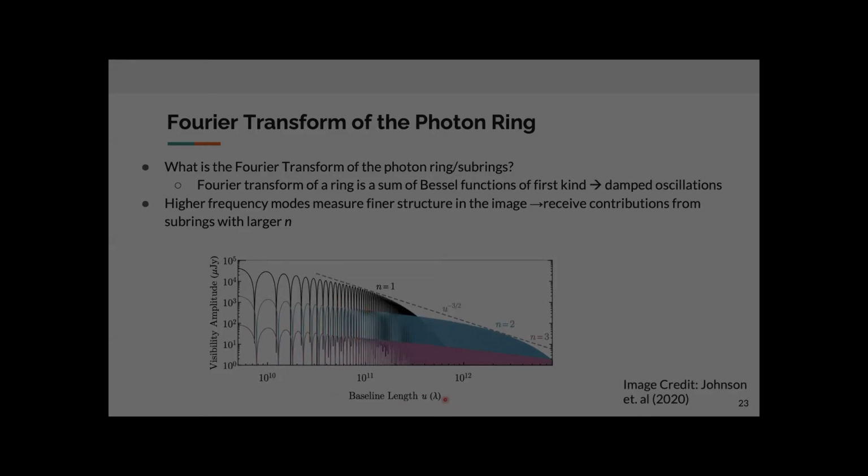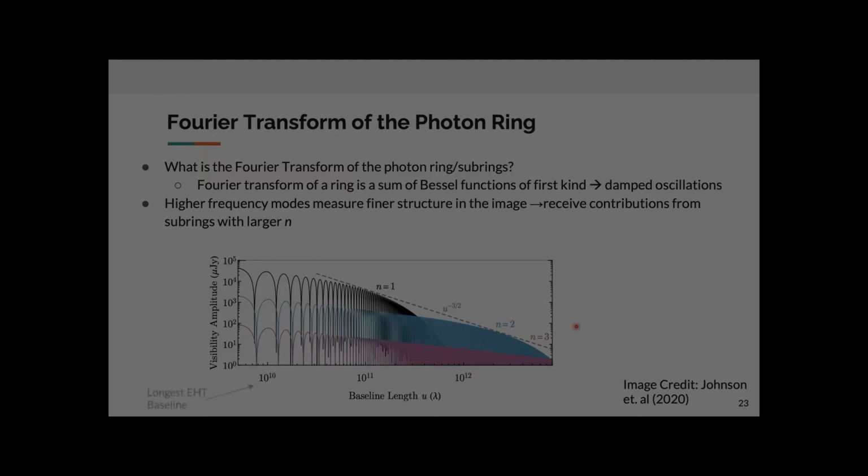So on the x-axis here, we're showing the baseline length U, which again is just the Fourier mode that we're actually sampling. And on the y-axis, we're showing the visibility amplitude, or just the Fourier amplitude. And so we see that each subring should give rise to these damped oscillations. And as we move out in Fourier space to higher frequency modes, we're going to probe finer structure on the image and therefore measure contributions from higher order n. So we start out with n equals 1, then we receive contributions from n equals 2. As we go farther out, we receive contributions from n equals 3, et cetera.